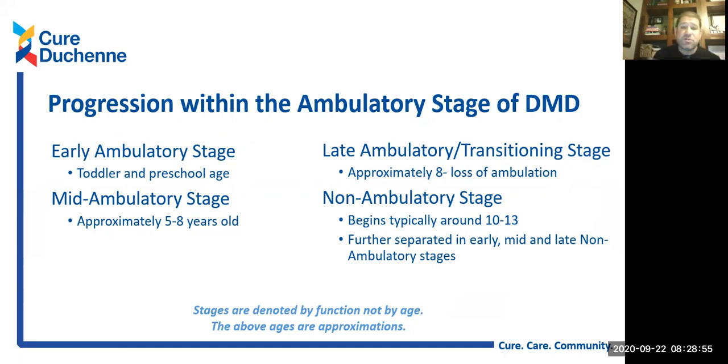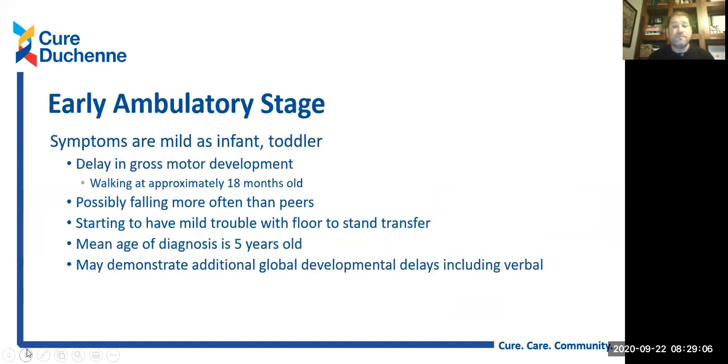The stages are not broken down hard and fast by age, but more about function. So, how are they doing? What does walking look like? What are they able to do? So with that early ambulatory stage, this is where sometimes we don't see, clinically, the effects of it as much, but things can start to show themselves.